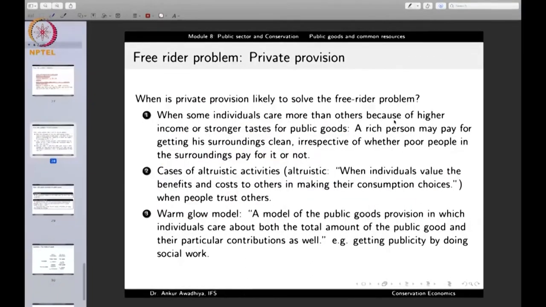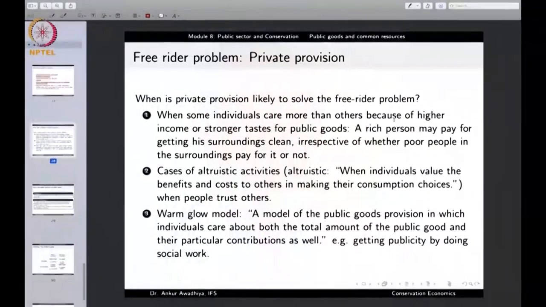Now, in certain situations, the free rider problem is very easily solved through private provisioning, such as when some individuals care more than others because of their higher income or stronger taste for public goods. So a rich person may pay for getting his surroundings clean, irrespective of whether poor people in the surroundings pay for it or not. Now, in this case, the public good will be made available by the rich person for the use of everybody, because he cares so much about his clean surroundings that he does not care about whether others are paying for it or not.